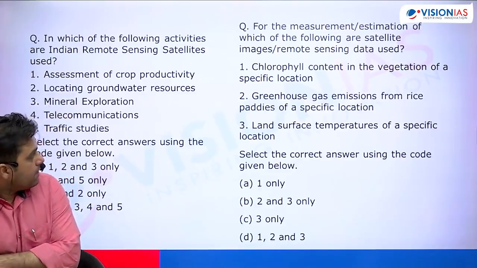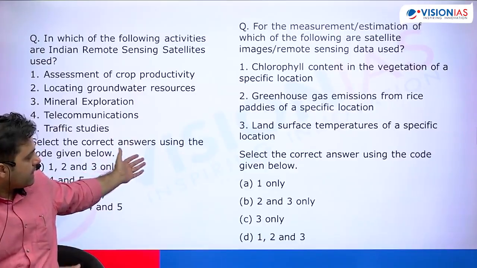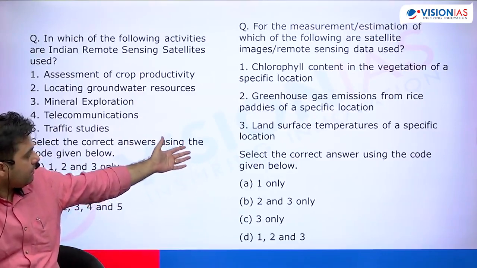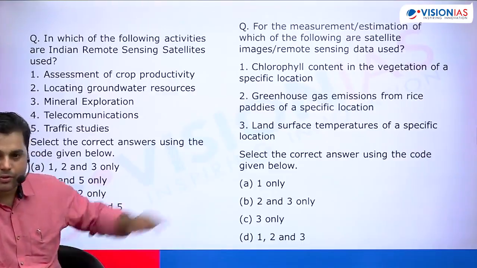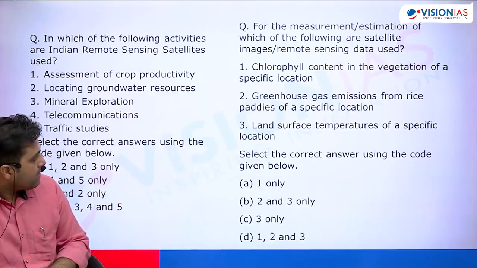Look at the options. And by the way, both were asked by UPSC. I think this was asked in 2015 or 16, and this one in 2019, I guess. Land surface temperature of a specific location: I just showed you a map, so the third is absolutely correct. Greenhouse gas emissions from the rice paddies of a specific location.